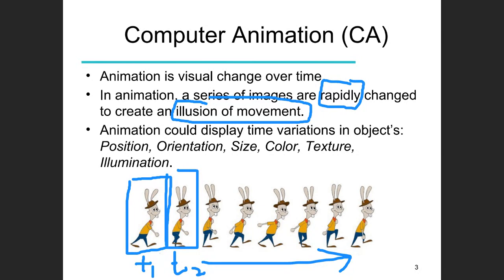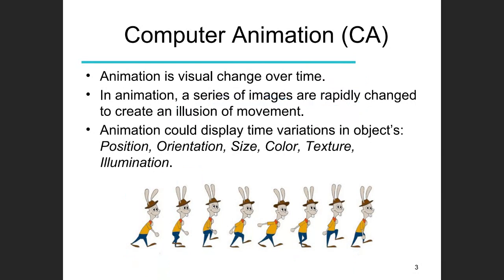Animation could display the time variation in object position, orientation, size, color or texture. When we show the animation, we can change many things. For example, we can change the position. Here the example is that we are moving the object.